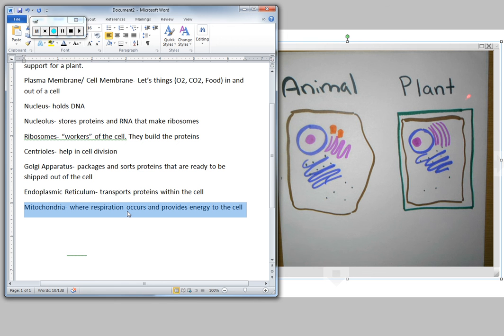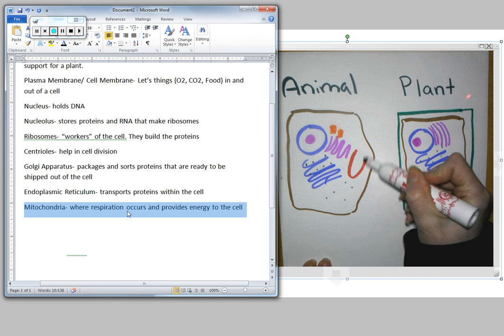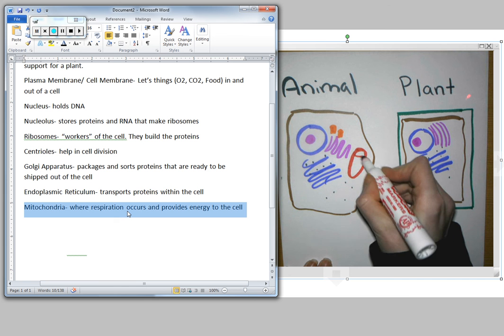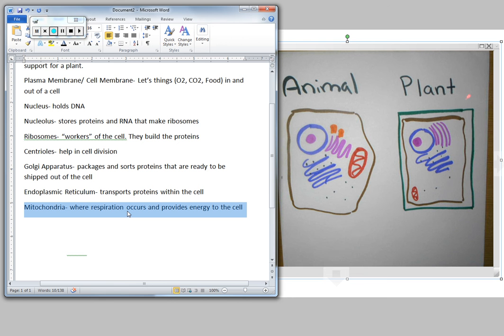The mitochondria is very important to both animal and plant cells, but primarily animal cells, because the mitochondria is where respiration occurs. So respiration is what provides an animal cell with all of its energy. It takes in sugars and breaks it down into what we call ATP. And ATP is just energy. You can use energy and ATP interchangeably, and when we get to respiration, we'll be talking more in depth on ATP.